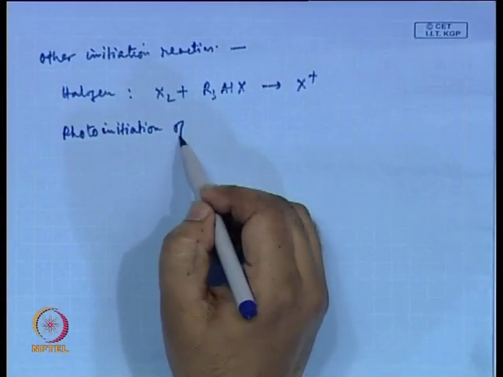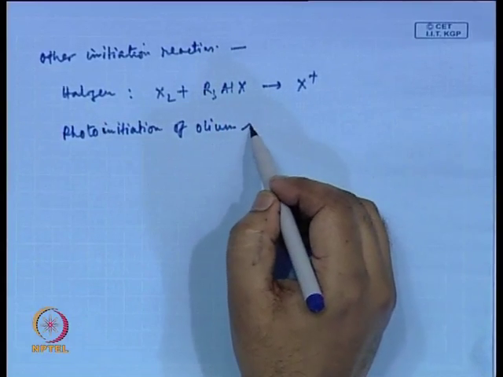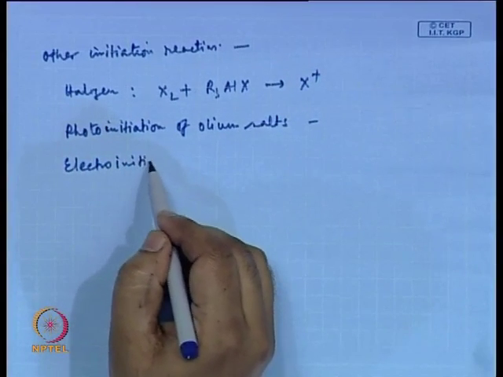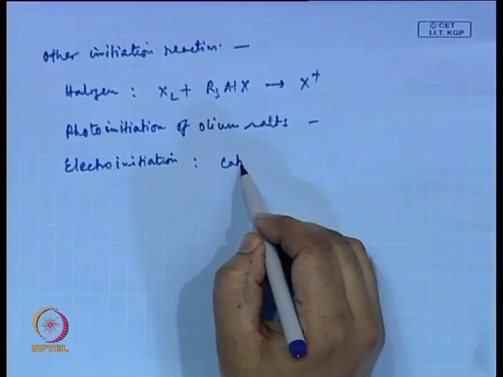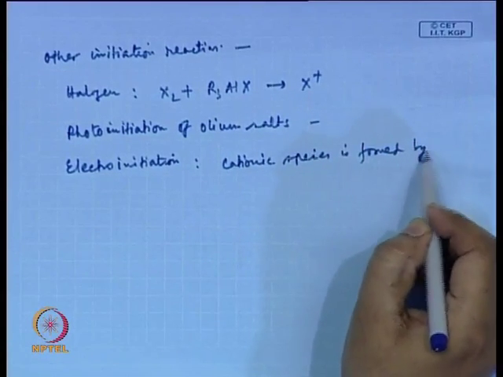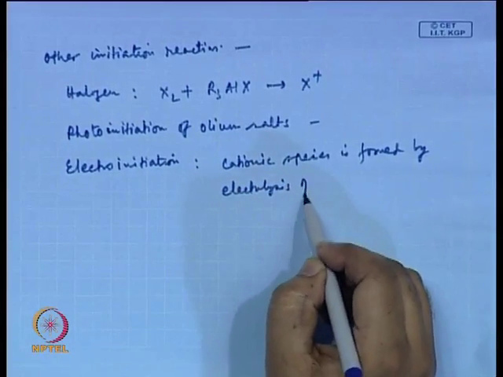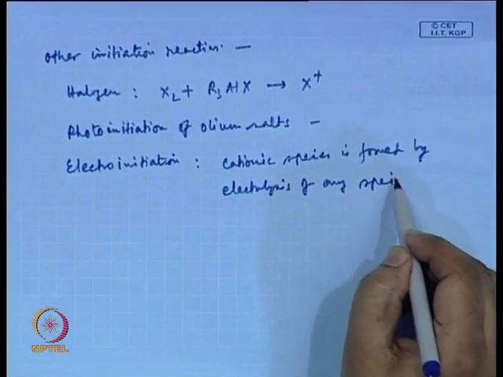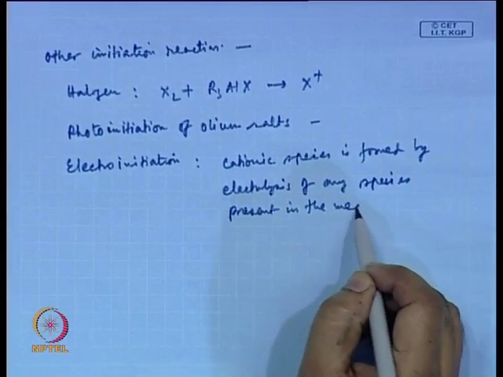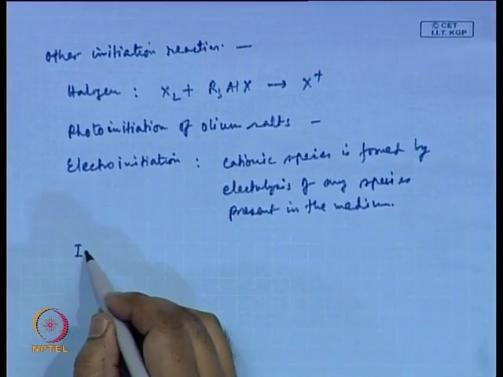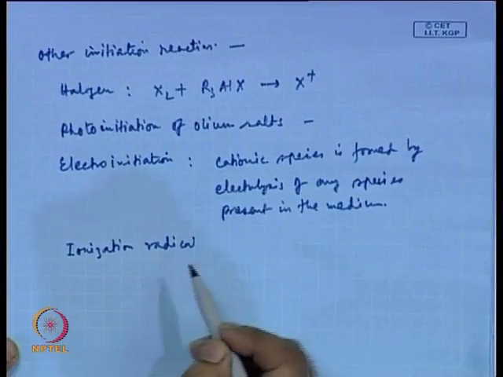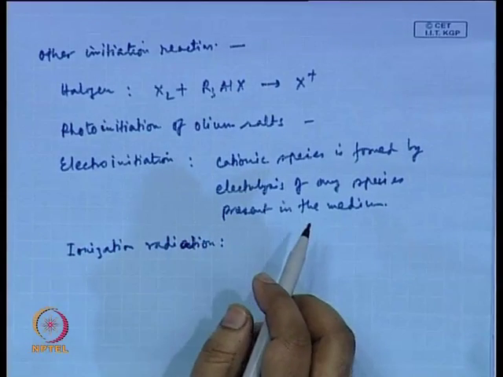Initiation can be done by photo initiation of onium salts. It can be done by electro initiation, where a cationic species is formed by electrolysis of any species present in the medium. Or it can be done by ionizing radiation, like in the case of radical; the initiation can be done by an ionization reaction.